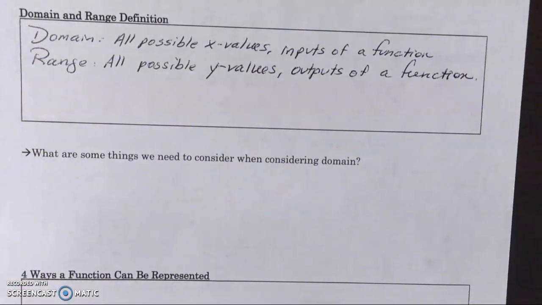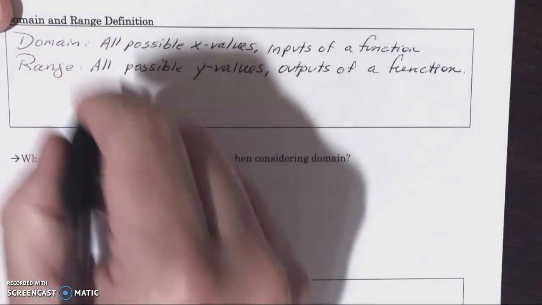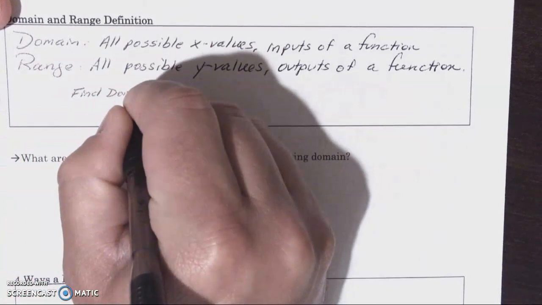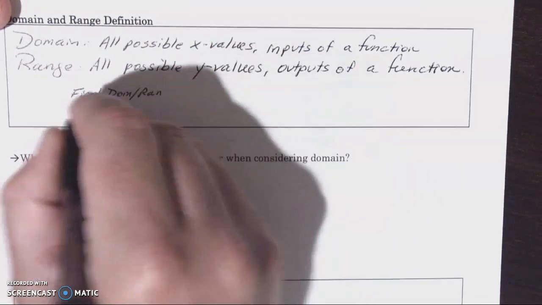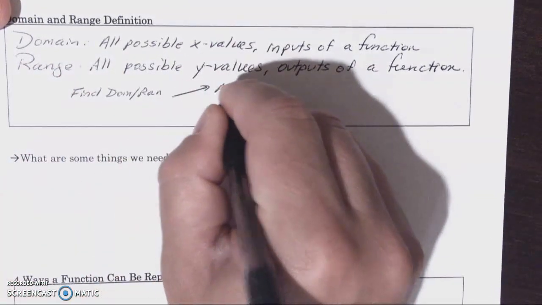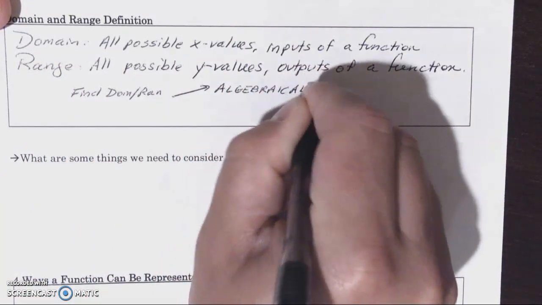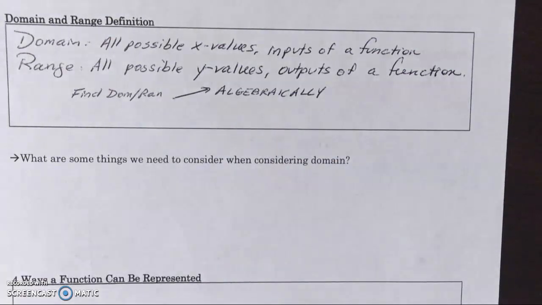All right. Now, two different ways to think about domain and range. We can find domain and range, we can think of it algebraically. For instance, maybe we're given a function, 2x plus 5. And from the properties of that function, we would be able to tell exactly what the domain and the range were.